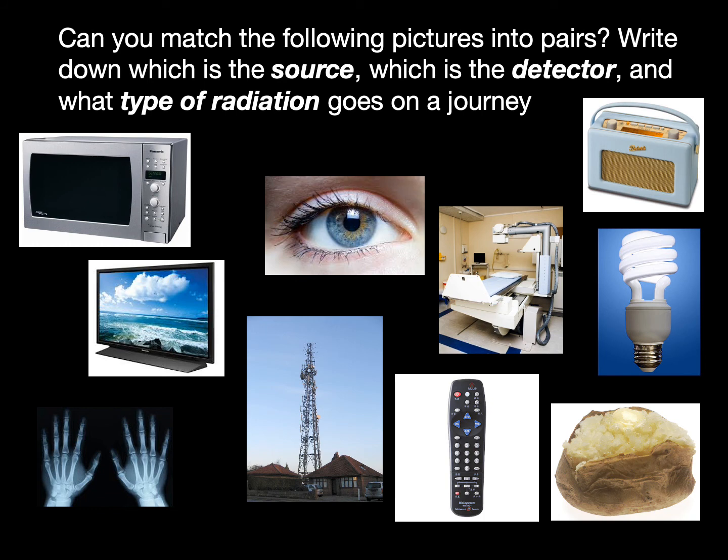Have a look at these pictures. There's a microwave, an eye, a TV, an X-ray picture of some bones, a radio mast, a remote control for a TV, an X-ray machine, a potato, a light bulb, and a digital radio. Now, each of these objects is either a detector, that it picks up radiation, or it's an emitter, that it gives off radiation. And in your document, you're going to decide which ones are the emitters and which ones are the detectors, and you're going to join them up and pair them up.